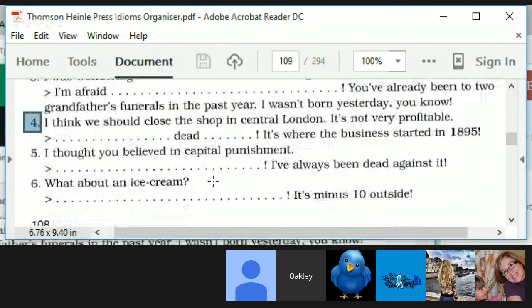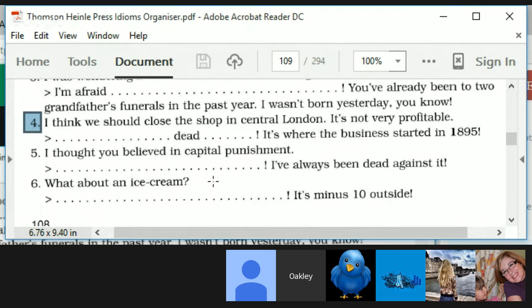Midair, number 4. I think we should close the shop in central London. It's not very profitable. Blank. What? Blank, dead blank. It's where the business started in 1895. Oh, okay. They're giving you a clue. All right, there you go. Over my dead body. Okay. Over my dead body.